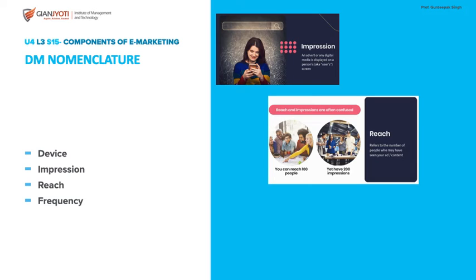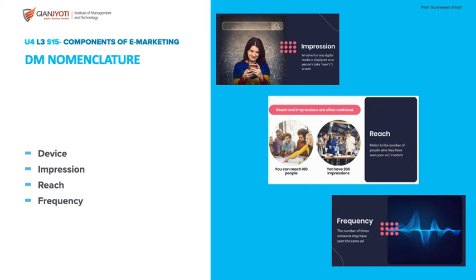I may reach 100 people, but there could be 200 impressions. That means each person might have seen my ad twice, or it has been shown twice, but I have reached 100 people. Right? So there is a difference between reach and impression. And frequency, as I'm saying: I have reached 100 people and impressions are 200. That means the frequency is 2, which is the number of times someone may have seen the same ad.